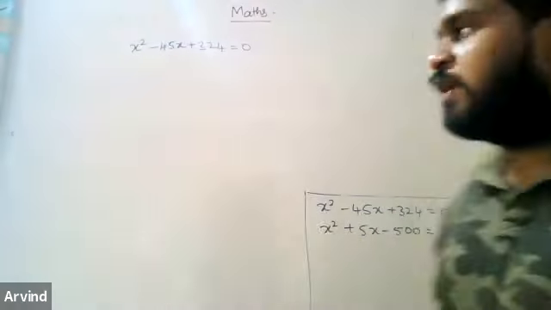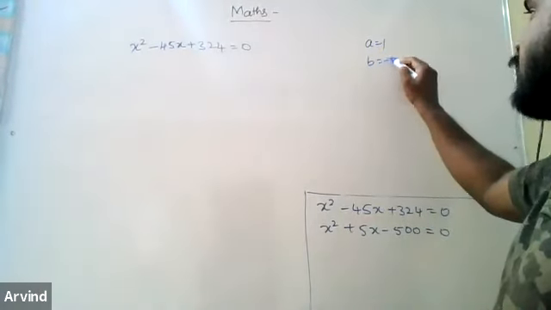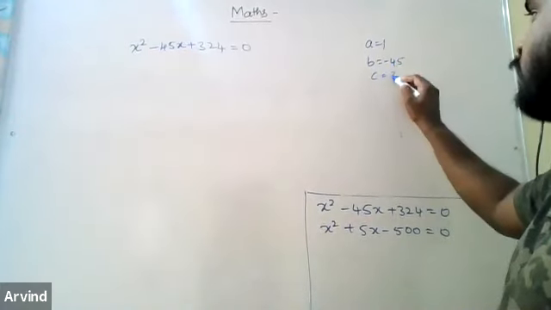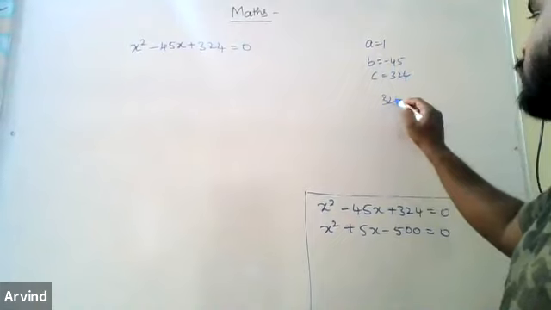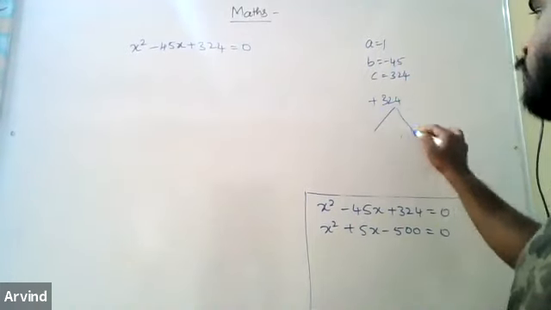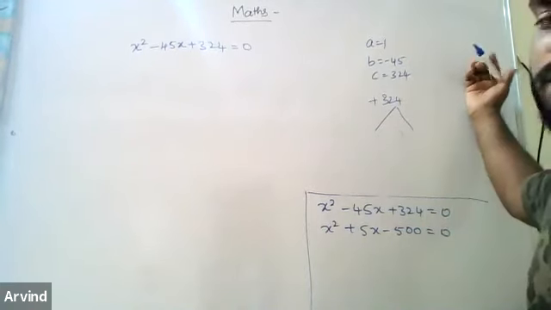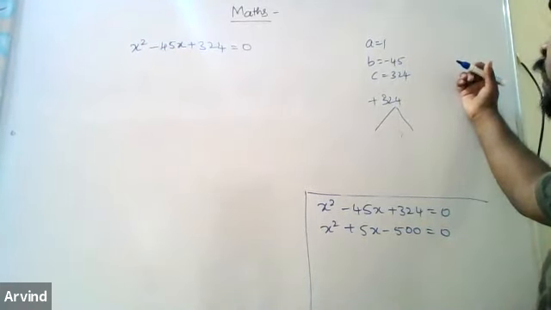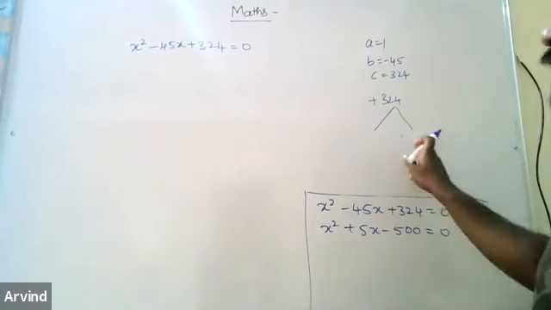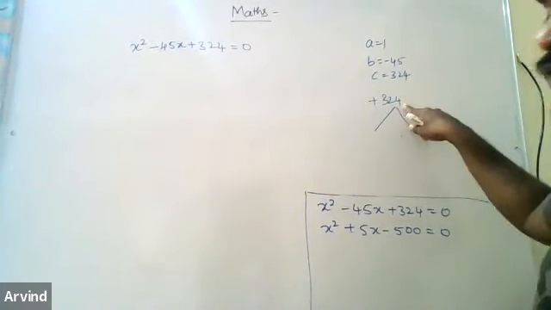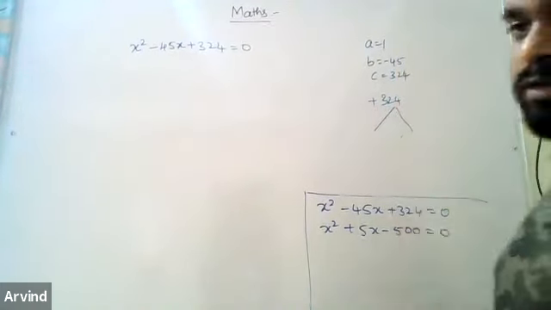Yes, you have to find the value of a, b, c. As you can see, a is 1, b is negative 45, c is 324. Multiply 1 into 324, that is 324 itself, and this is positive 324. Plus 1 into plus 324 is plus itself. Now you have to find two numbers such that if you multiply them you get 324, and if you add them you get 45.